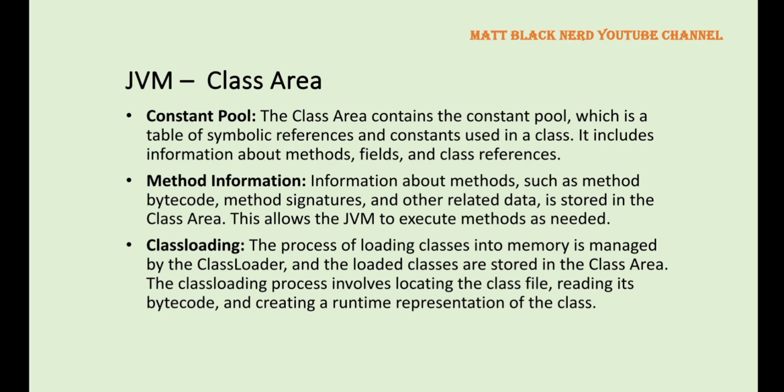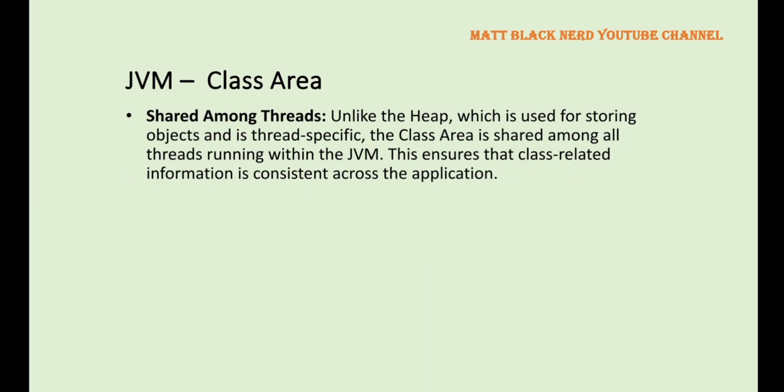Class loading. The process of loading classes into memory is managed by the class loader, and the loaded classes are stored in the class area. The class loading process involves locating the class file, reading its bytecode, and creating a runtime representation of the class. Shared among threads. Unlike the heap, which is used for storing objects and is thread specific, the class area is shared among all threads running within the JVM. This ensures that class-related information is consistent across the application.